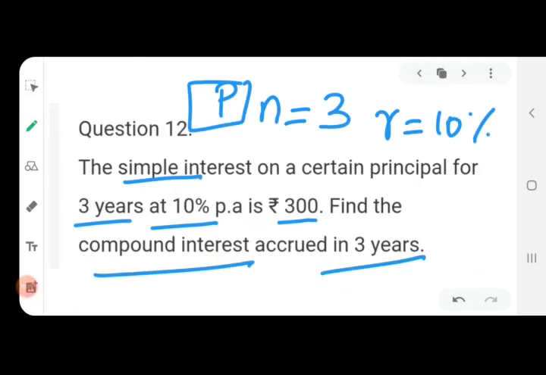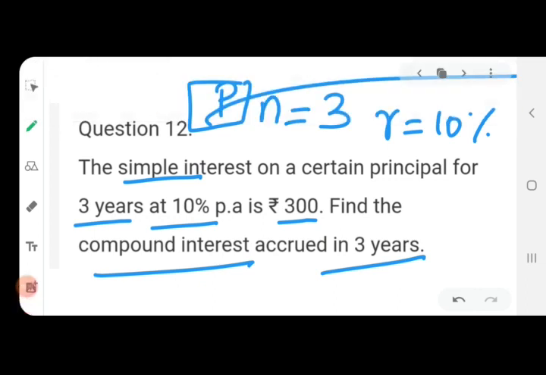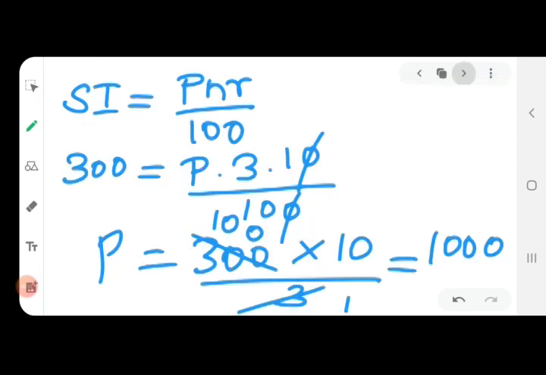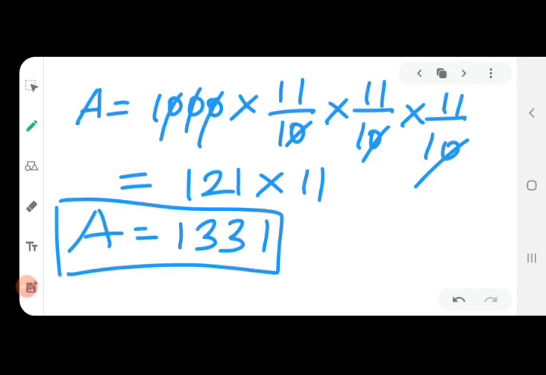Listen. So question number 12, the simple interest on a certain principal for 3 years at 10% per annum is 300, they have given. We need to find the compound interest for 3 years. So here simple interest formula PNR by 100, we have to substitute the values and we will get P equal to 1000 rupees. Next we have to substitute in the amount formula, P value 1000, R value 10% and N value 3. We get A equal to 1331.